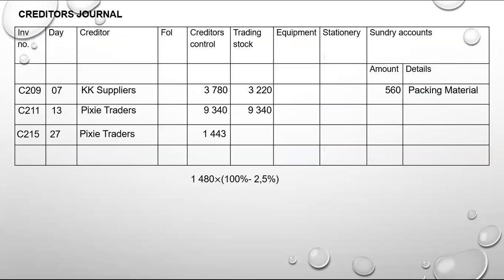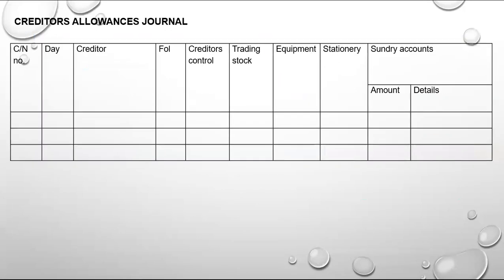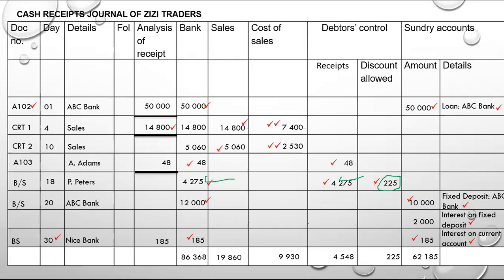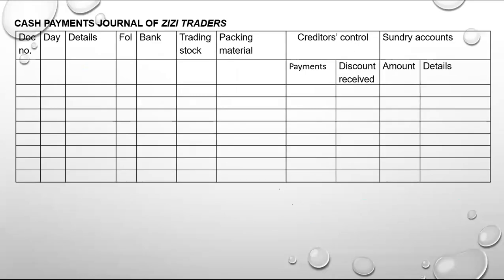All right, I don't know if we marked this already, but here are the ticks. And these are the ticks for creditors allowances journal. For cash payments journal, we have done the ticks already. I mean, for cash receipts, cash payments journal, here are the ticks.